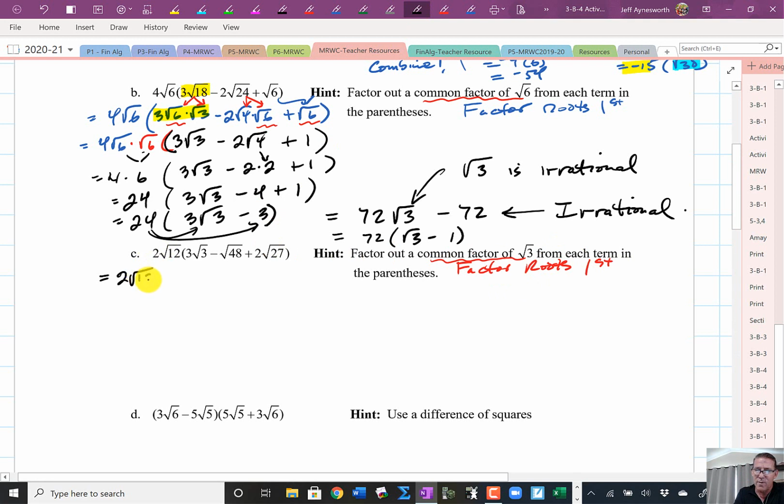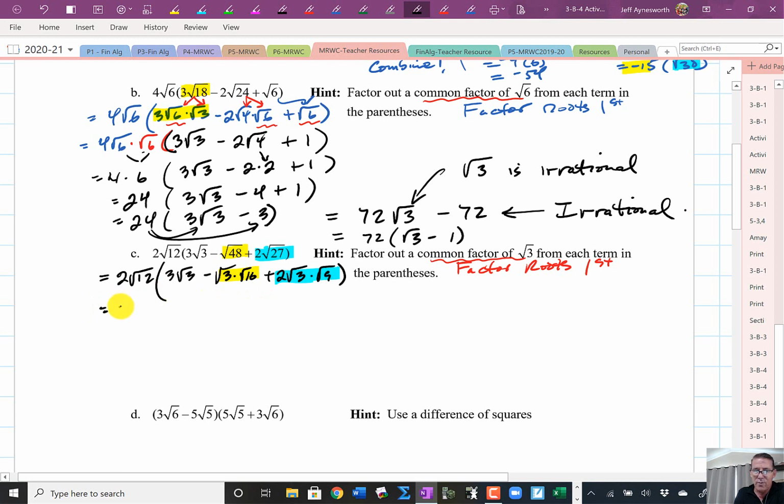Okay, so here we go. So we're going to get 2 rad 12 times what? Well, with 3 root 3, you can't simplify that. Root 48, you can. Since you want to factor out a root 3, 48 is divisible by 3 16 times. So this is root 3 times root 16. And this is plus, not minus, plus 2. And then root 27 is root 3 times root 9, right? Because 3 times 9 is 27. All I did was take root 48 and re-express it, and take root 27 and re-express it. I didn't do really anything fancy.